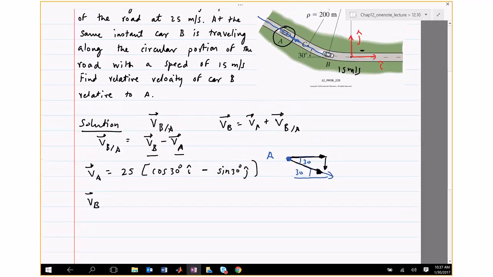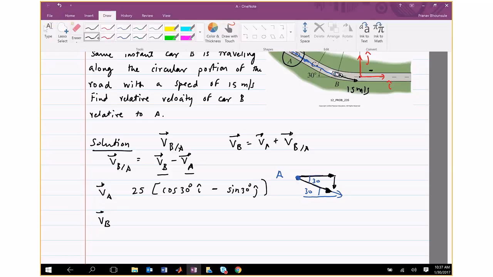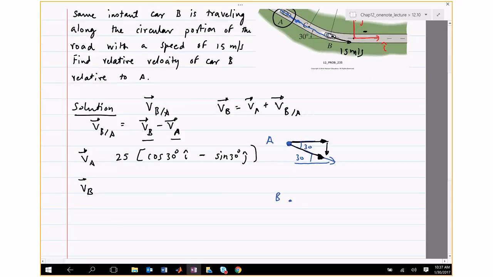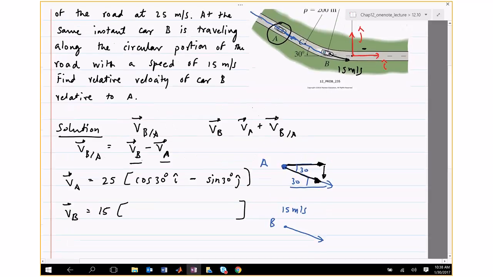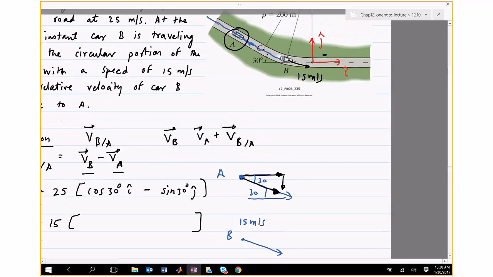Next is the velocity of B. Again, B is moving in this fashion, so I'm going to draw another diagram for B. B is moving at 15 meters per second. In order to find the velocity of B, I do have the magnitude. I need to get the unit vector in the direction of B. So can I find the angle made by B with respect to the horizontal? If I do that, then it's essentially writing that formula here and proceeding. So let's see if we can do that.